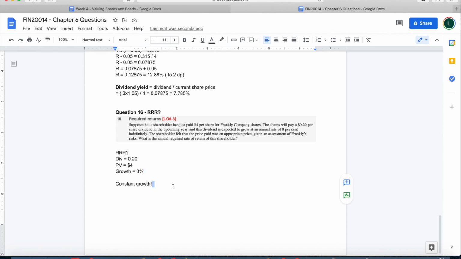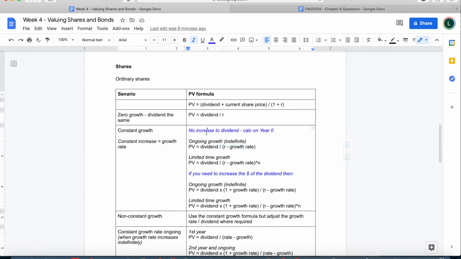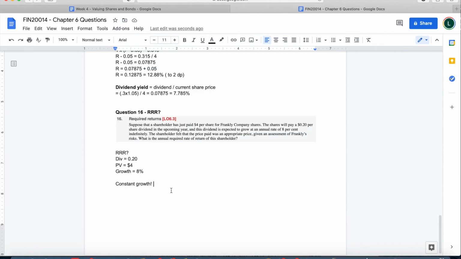So we're going to use our little table that I created. We know that it's constant growth, and we know that we don't need to increase our dividend price. So let's flip over. So we go here, we don't need to increase our dividend, and it's ongoing growth indefinitely. So here's our formula. Let's bring it down here. So what are we trying to find? The rate. There we go. We're going to bold that. So that's what we're trying to find. We know that PV is $4. Our dividend is 0.2. And we know that we go R minus growth rate of 0.08.